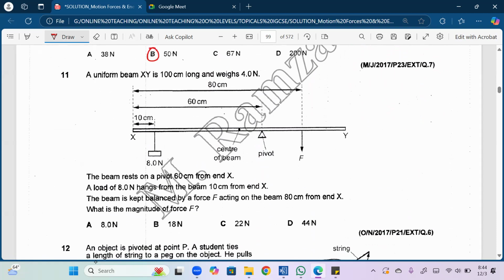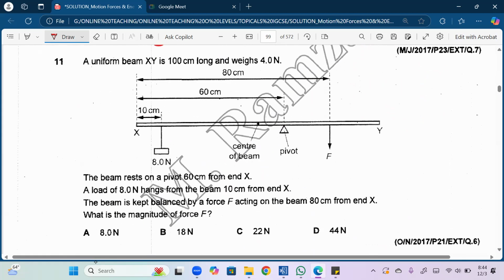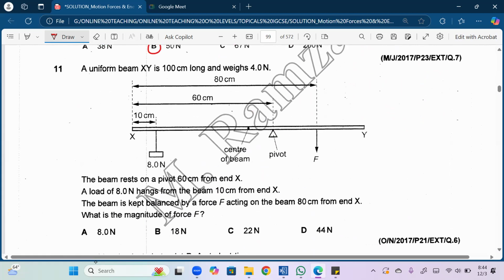This is a tricky question. Question number 11. Here multiple forces are given in the question. A uniform beam XY is 100 centimeters long and weighs 4 Newton. The beam rests on the pivot 60 centimeters from the end X. This is the pivot point, and this is 60 centimeters away from X. The load of 8 Newton hangs from the beam 10 centimeters to the left of the end X. The beam is kept balanced. Balanced means it is in equilibrium. F acting on the beam is 80 centimeters to the left of X. What is the magnitude of F?